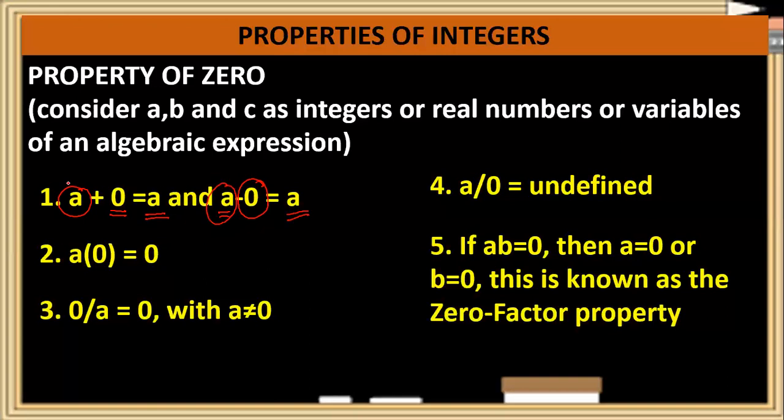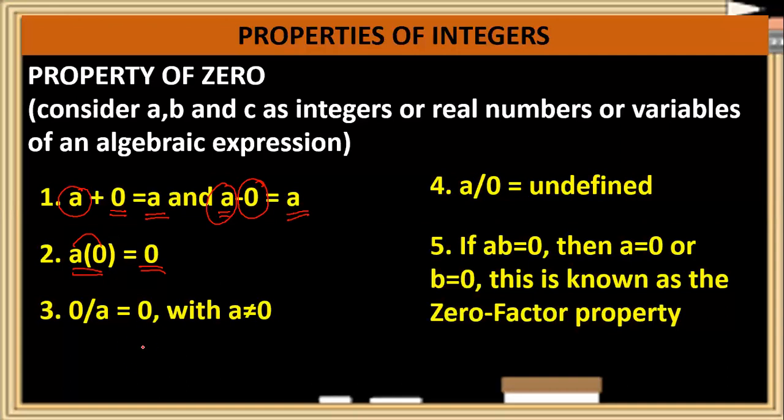So that is the property of 0. Parang wala siyang value. I-subtract mo siya sa isang given integer, walang nangyayari, walang pagbabago. You still have the same integer, the same value. The second is multiplication. When you multiply an integer to 0, your answer is always equal to 0.